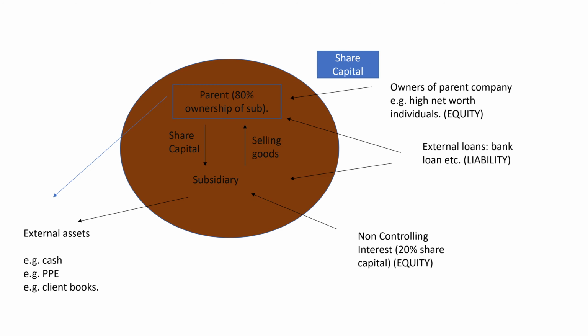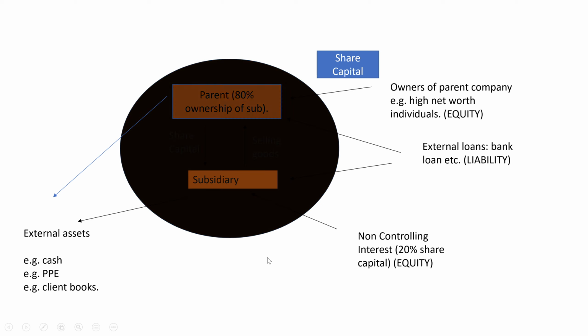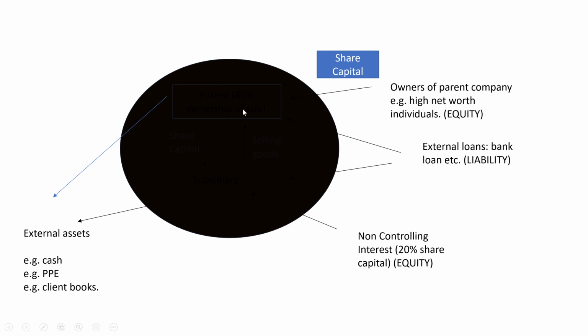Okay, now here I have in brown my group. Okay, imagine it's a circle. Imagine it's like a country. So within the country, you have the parent injecting share capital into the subsidiary, and also the subsidiary selling goods to the parent. Now for group reporting, imagine we're basically blacking all this out. We don't care what's happening inside the group. We actually care how the group is interacting with other countries.